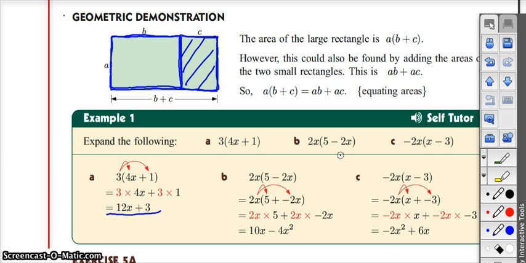Again, we're using language that we've used in the previous topic. The sign belongs to that which comes after it. All right, so this is negative 2x. This is negative 2x, and this is negative 3. So remember that sign belongs to that which comes after.